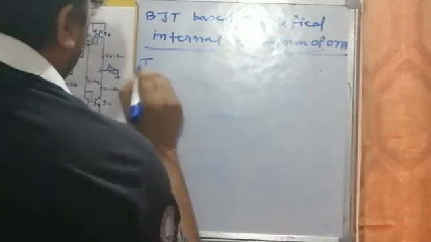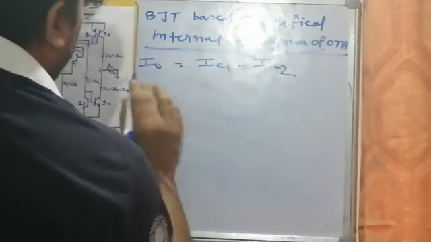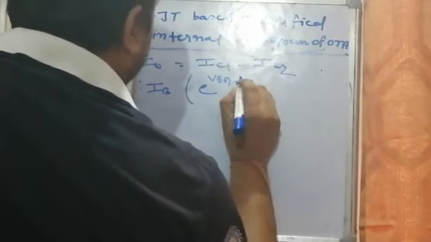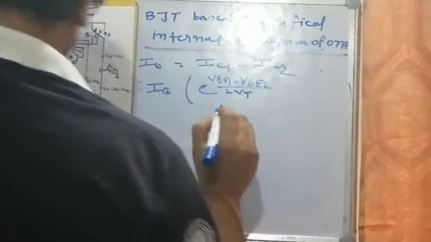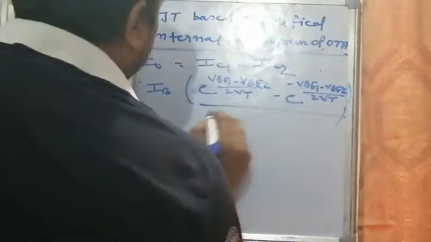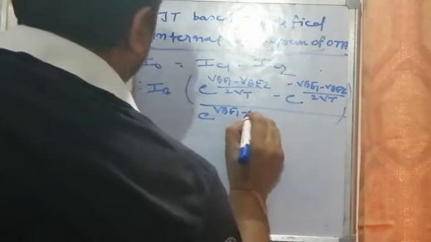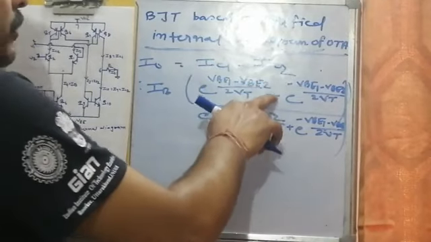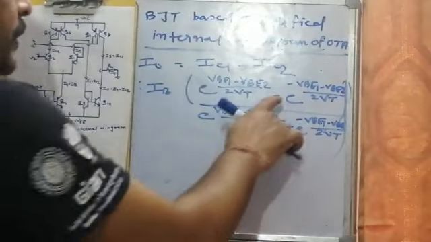a simple equation. We will get I0 equal to IC1 minus IC2 equal to IB times e to the power (VBE1 minus VBE2) divided by 2VT minus e to the power minus (VBE1 minus VBE2) by 2VT, divided by e to the power (VBE1 minus VBE2) by 2VT plus e to the power minus (VBE1 minus VBE2) divided by 2VT. The only difference between numerator and denominator is the minus and plus sign. All are the same except this minus and this plus.